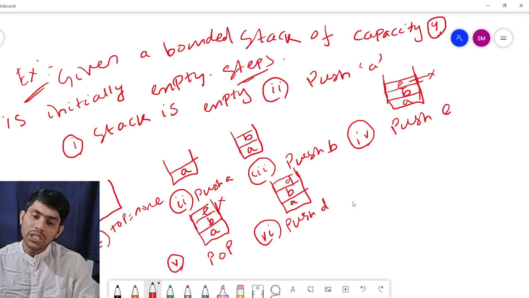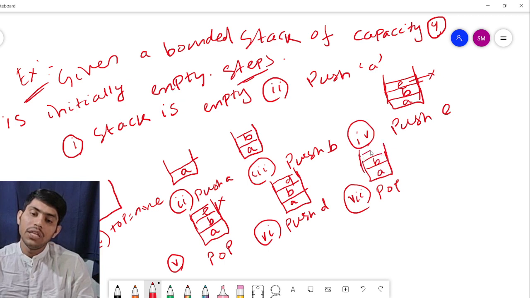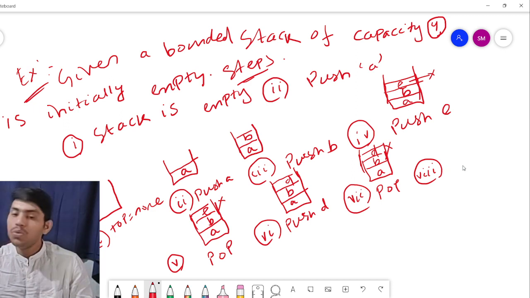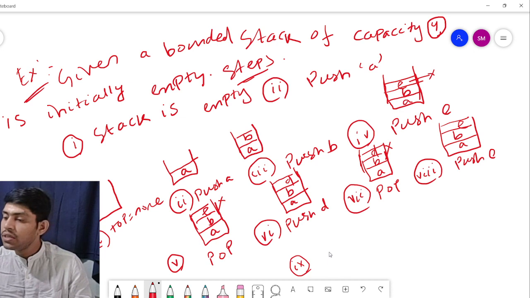Seventh instruction, pop. Again we will pop one element. D will be popped. Then in the eighth instruction, push E again. A is there, B is there, then we push E again. D is already removed. Then in the ninth instruction, let's see what he is telling.